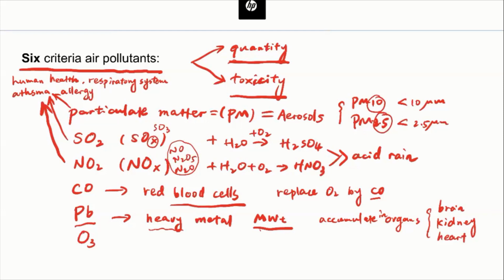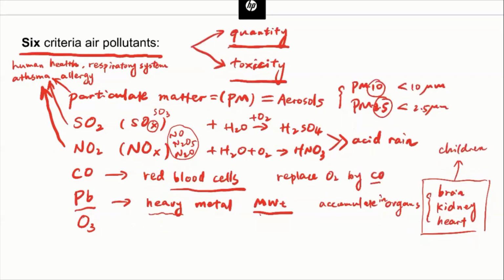And this is a very severe issue, especially for young children, because children are developing their organs, right? And then once we have these heavy metals in there, it's going to be very difficult to remove them, because basically the immune system or the human body system cannot get rid of these inert materials from the human body.